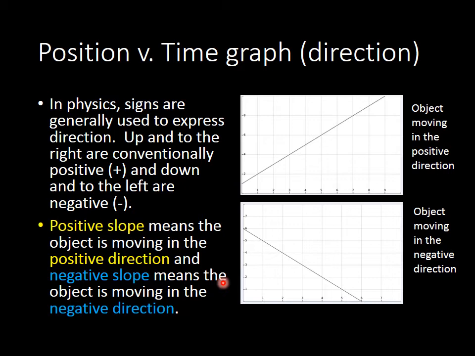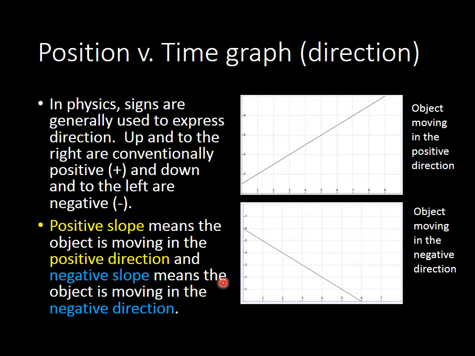And since we usually use signs like positive and negative, the conventional way of looking at it is that up and to the right are conventionally positive. That means that when we talk about going up, we're going to say that's a positive direction, or when we talk about going to the right, that's a positive direction. And when we talk about moving downward, or moving to the left, that's a negative direction.